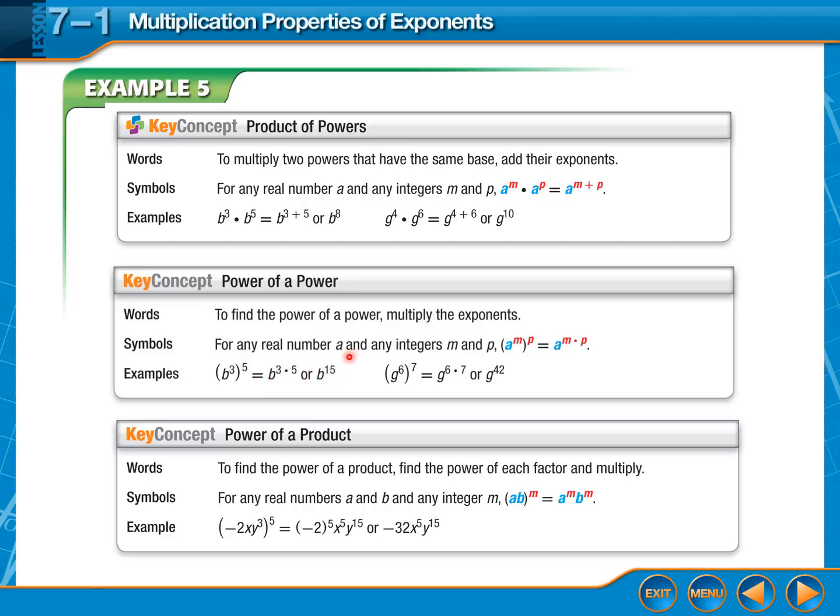And then the last one, power of a product. Make sure if you have a product like this here, negative 2xy to the third, raised to a power, you have to raise each part of the product to that power. So negative 2 to the fifth, x to the fifth, y to the third, 5 times is y to the 15th power.